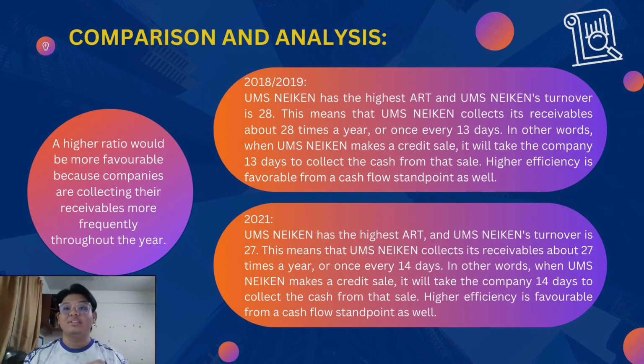This means that UMS Niken collects its receivable about 28 times a year or once every 13 days. For 2021, UMS Niken has the highest account receivable turnover, which is 27. This means that UMS Niken collects its receivable about 27 times a year or once every 14 days. If a company can collect cash from customers sooner, it will be able to use that cash to pay bills and other obligations sooner.